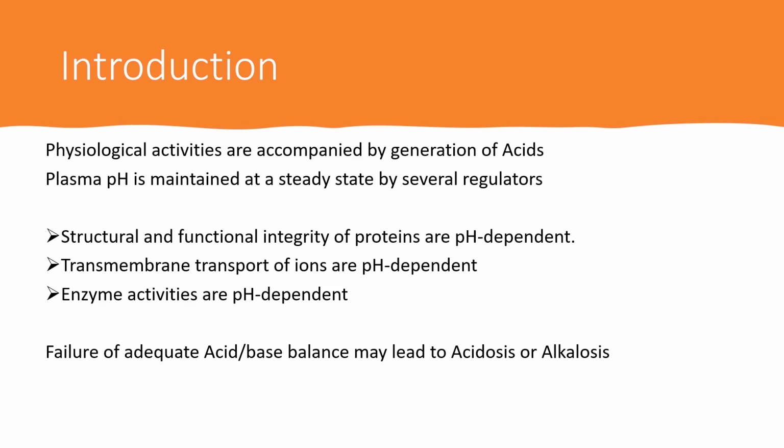Okay, so it is very important to ensure that no matter how much acid the body generates, the pH of the blood is maintained at that steady state to ensure that all the proteins in the body continue to function maximally. Now, if there's any kind of failure or inability of the body to ensure that this pH is maintained, then the body is likely to go into either a situation of acidosis or alkalosis.